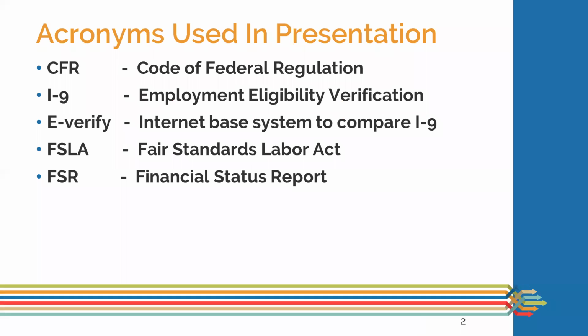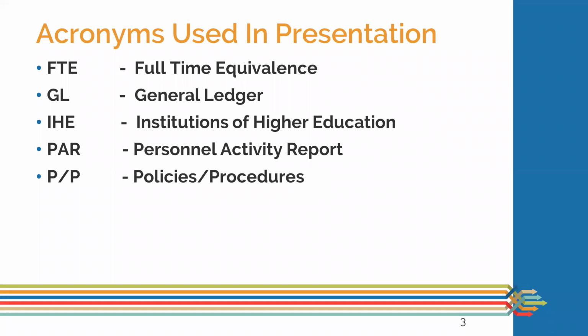The acronyms for this presentation: the Code of Federal Regulations is the section for the guidance for grants now. It has changed from the OMB circulars to the 2 CFR Part 200, and this will be where we'll get all of our citations for this webinar. We'll talk about the I-9 and E-Verify later on in the personnel files section. We'll also talk about FLSA and the FSR throughout this webinar. We also will be talking about full-time equivalents. That would be a position that may be split funded. So the full-time equivalents might be 50% FTE for one grant and maybe 50% on another grant or unrestricted. So that's what we're talking about when we talk about FTEs.